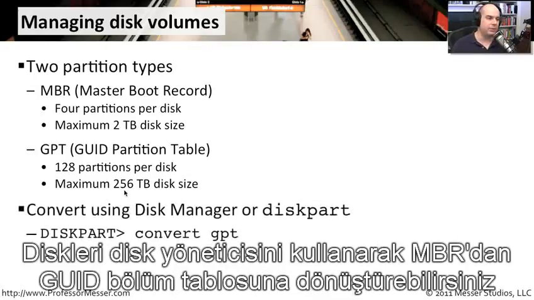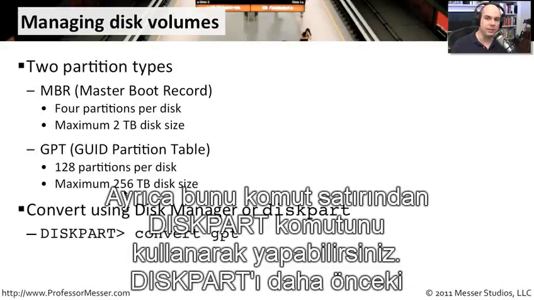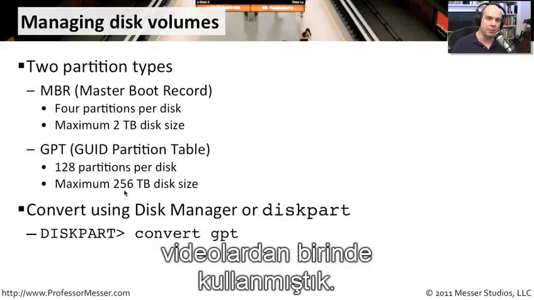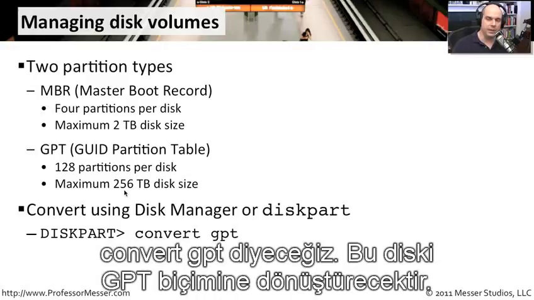You can convert these from the master boot record to the GUID partition table format using Disk Manager and simply change the partition type, or you can do it at the command line with DiskPart. We used DiskPart in one of our previous videos. Same type of process. We go into DiskPart, we choose our disk and say convert GPT. It will convert that disk over to the GPT format.